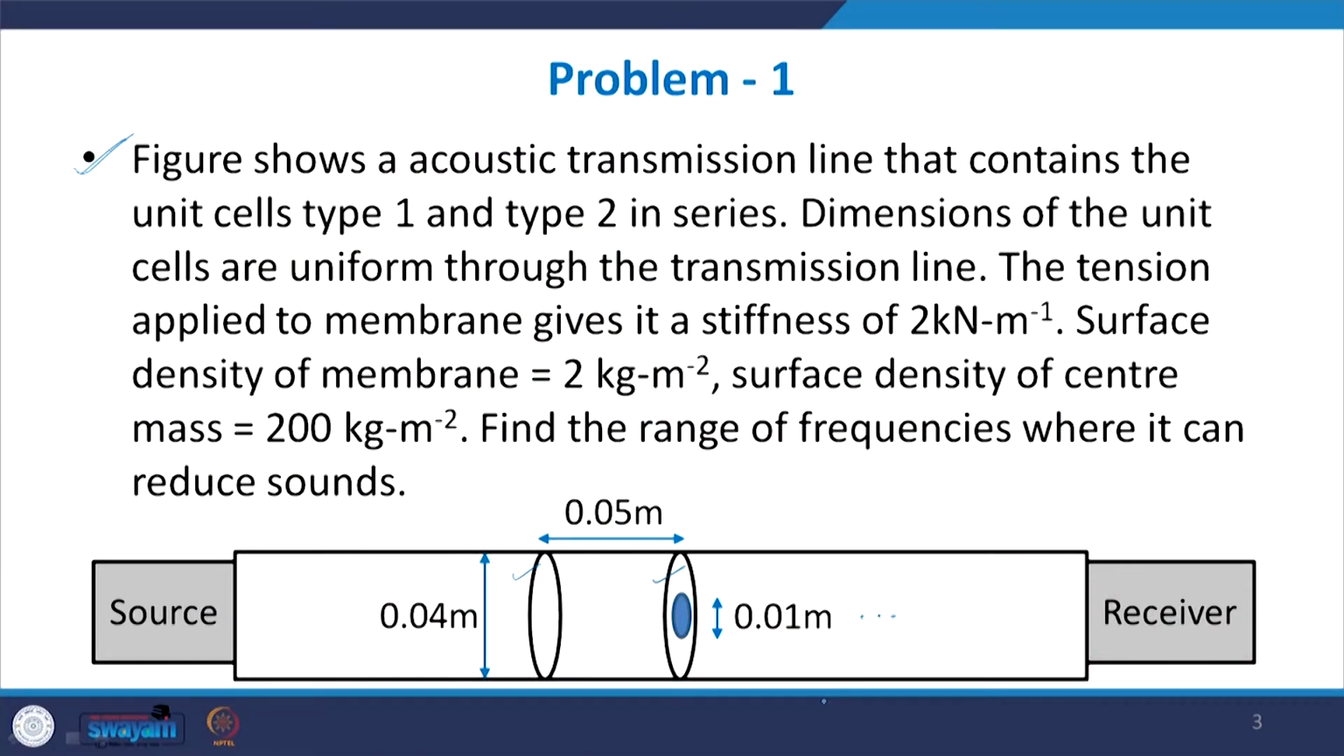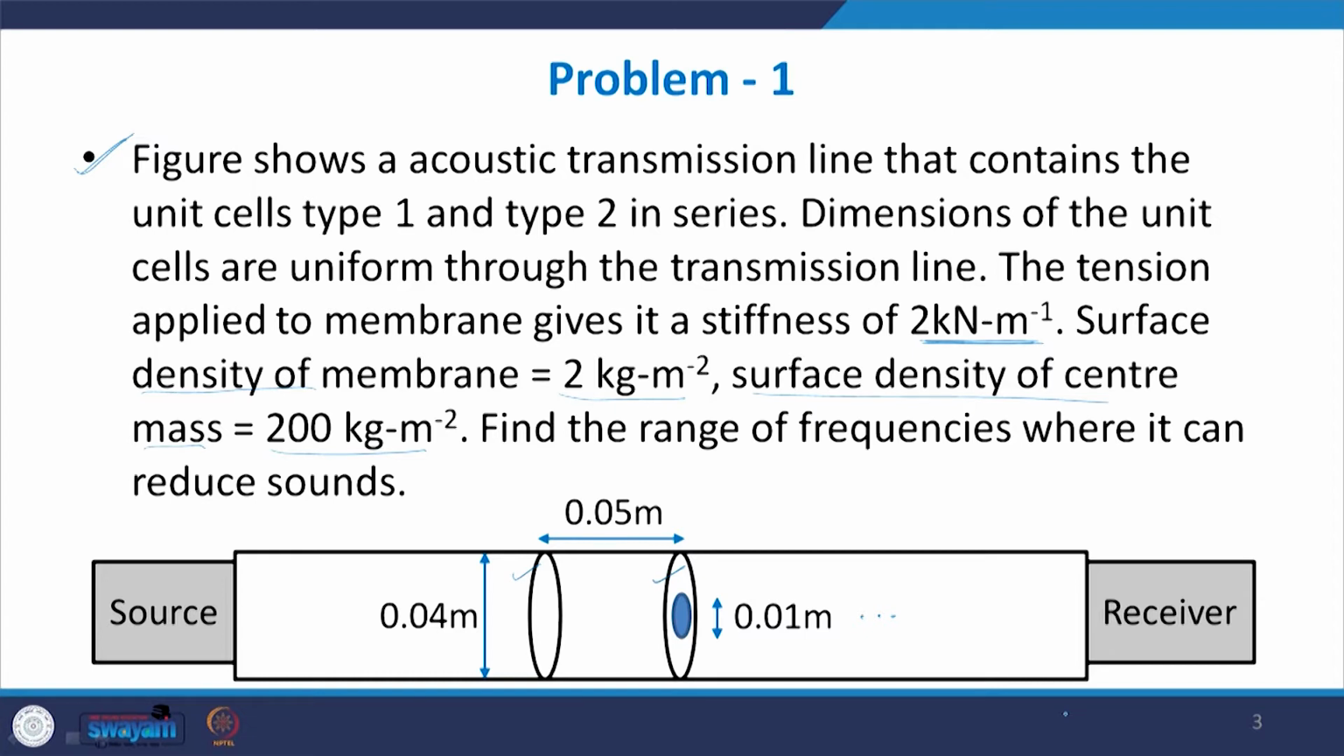The things that are given to us are that the tension applied to the membrane gives it stiffness, and that is given by this quantity: 2K newtons per meter, or 2000 newtons per meter. The surface density of the membrane is given as 2 kg per meter square. Surface density of the center mass is given as 200 kg per meter square. So, you have to find out what is the range of frequencies within which it can act to control noise or reduce the sound. So, we will start with this problem here.